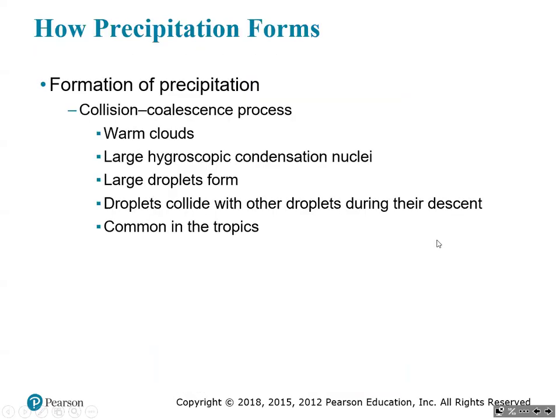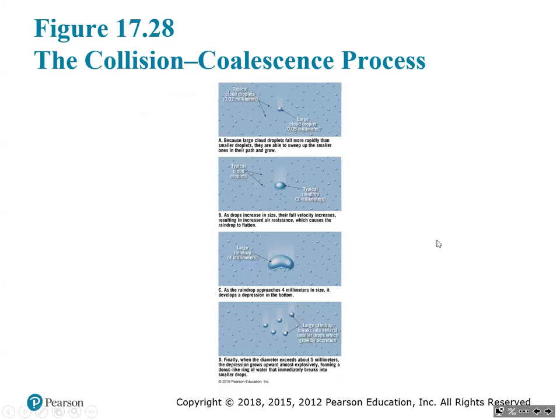The other method that can occur is what's called the collision-coalescence process. This primarily happens in warm clouds and lower latitudes. It also happens in the lower portions of clouds where the Bergeron process is happening in the top. So large hygroscopic condensation nuclei form large droplets. Once you have a droplet that is big enough to start falling, it will collide with other droplets as it falls and get bigger and bigger. And basically sweep through and get bigger and bigger.